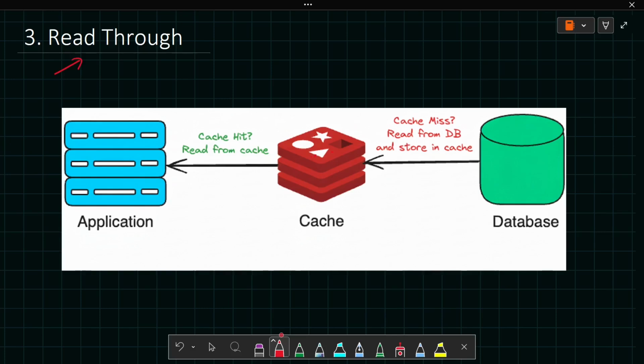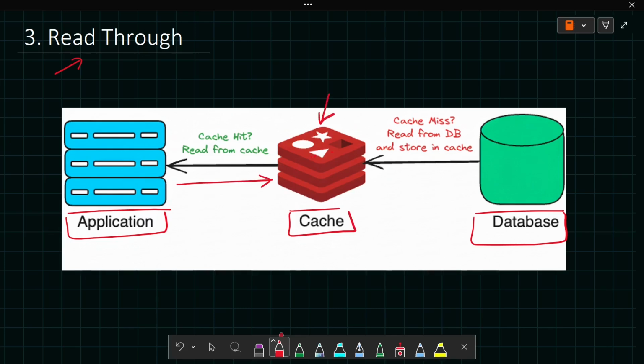So in the read through strategy, the cache acts as an intermediary between the application, this is the application, and this is the database. So cache is acting as an intermediary. And when the application requests the data, it first looks into the cache. So now if there is a hit, the application is going to read from the cache itself.